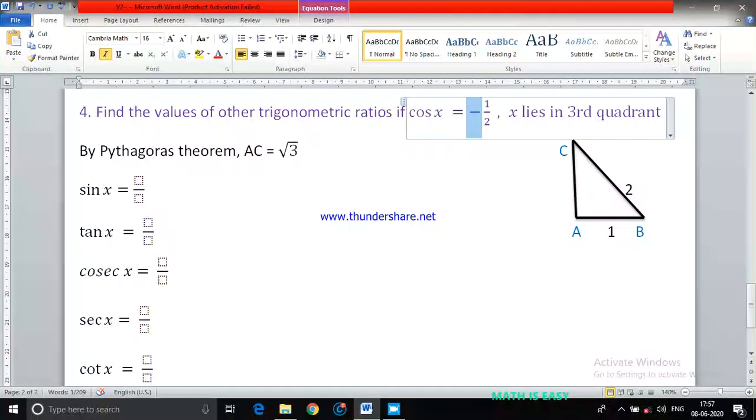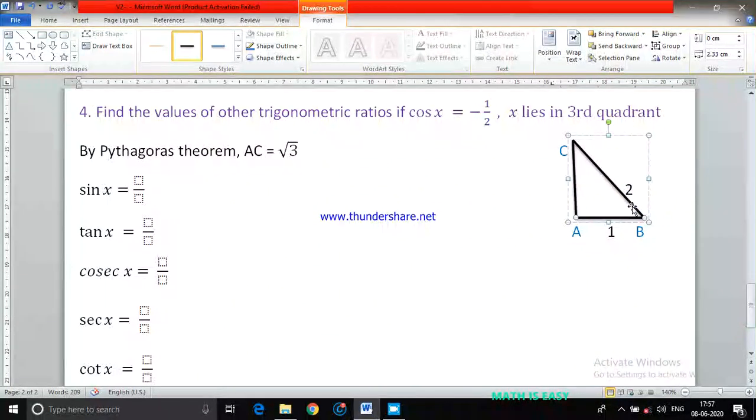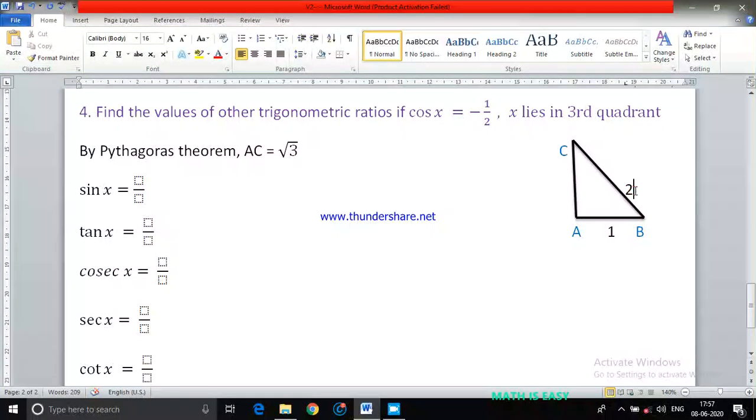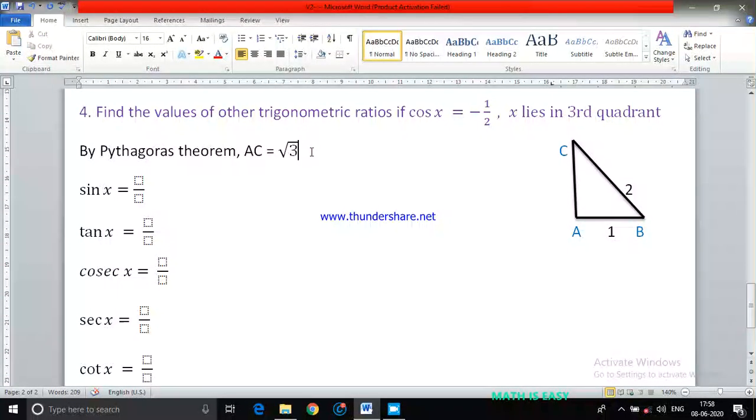So here adjacent value is 1 and hypotenuse value is 2. If you apply the Pythagoras theorem in the right angle triangle, here I am taking this angle as theta. If this is theta, then adjacent is this 1 and 2 is hypotenuse. If I apply the Pythagoras theorem, you will get AC value as root 3.